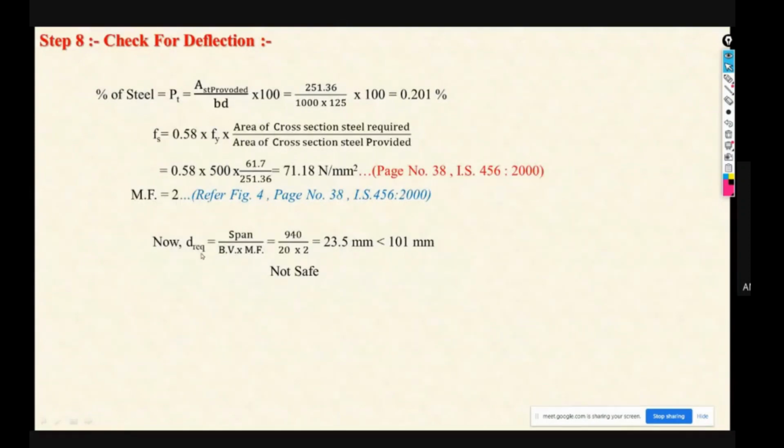Okay, so the required D is span divided by basic value into modification factor, that is 940 divided by 20 into 2, that is 23.5 mm, and it is less than 101 mm. Okay, it means whatever depth we have provided, that depth is okay for the deflection, because if you refer to the IS code, as per the IS code, for simply supported, our deflection criterion is L by D equals 20.